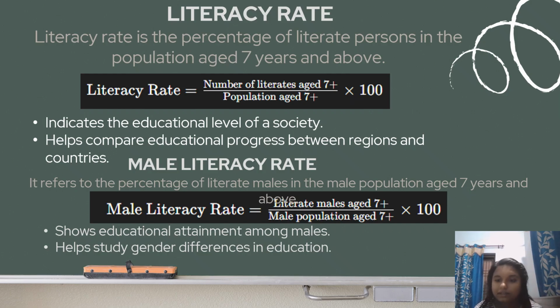Next one is male literacy rate. So now we are checking the literacy rate of males: the percentage of literate men in the male population aged 7 years and above. Male literacy rate is equal to literate males aged 7 and above divided by male population aged 7 and above, into 100. It shows the educational attainment of males. It helps study gender difference in education. So we learned what is literacy rate and male literacy rate.